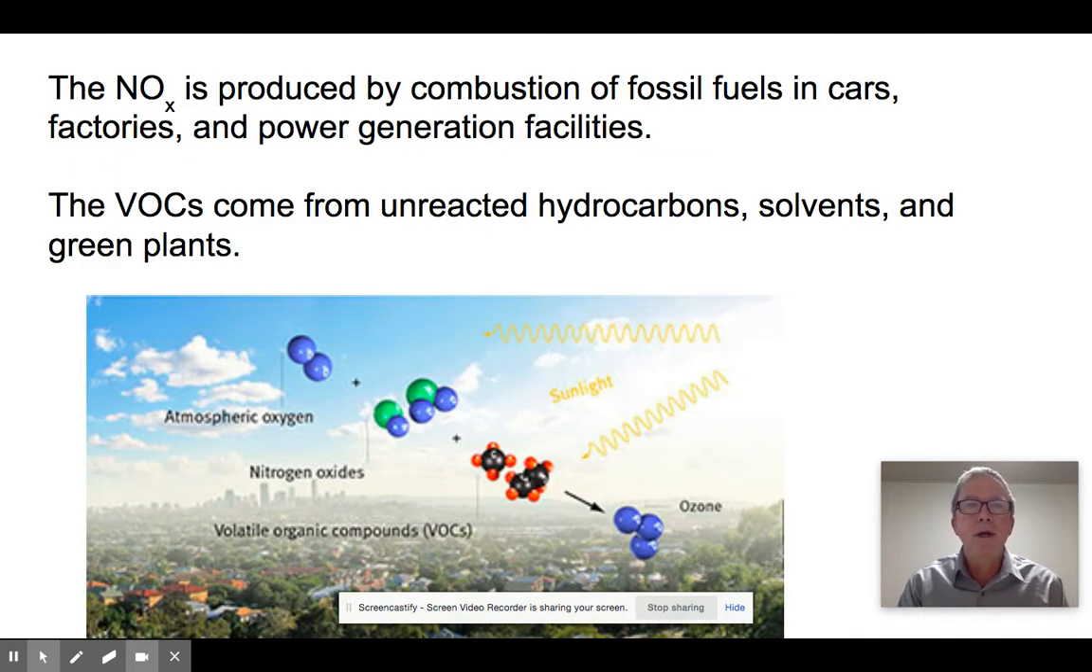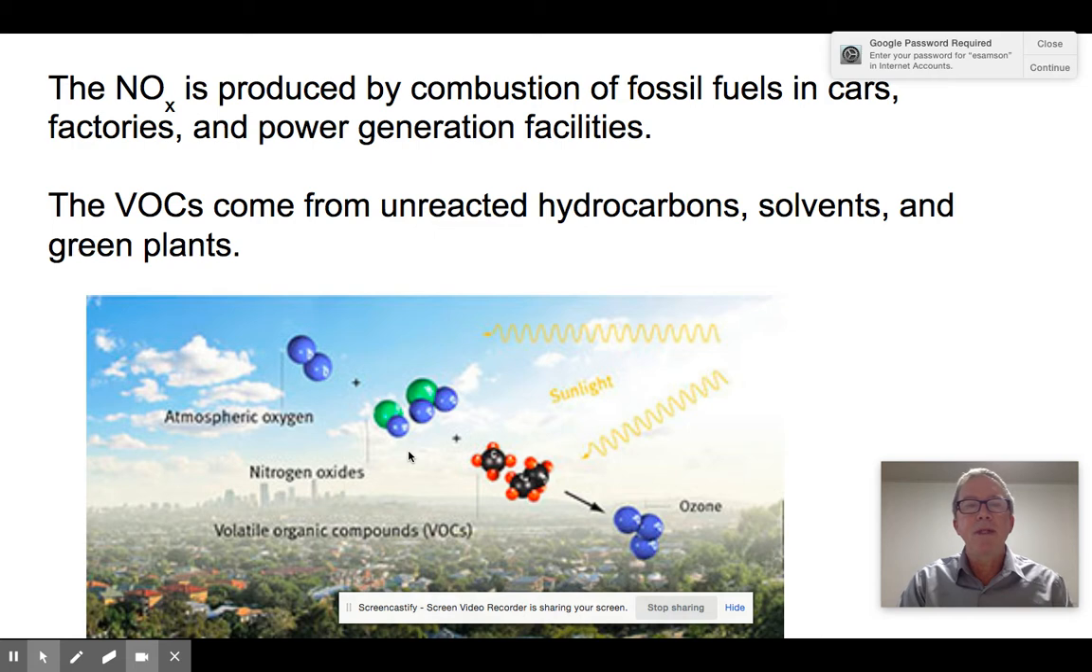Now, where does the NOx come from? The nitrogen oxide is primarily derived, as we learned in our last presentation, from exhausts from combustion. So when we burn fossil fuels in cars and in power generation facilities and factories, an unintended consequence is that nitrogen combines with atmospheric oxygen to form NO and NO2, which collectively we refer to as NOx.